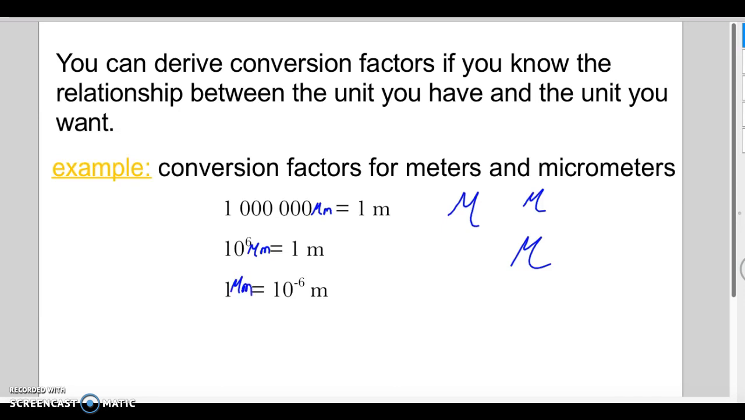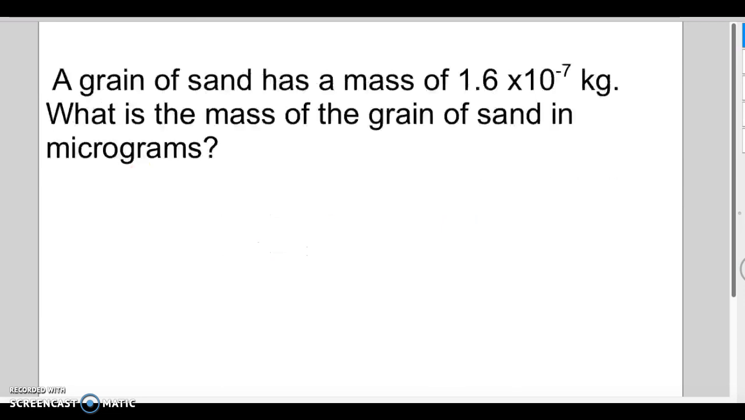So all of these, what I'm writing right now, mean the same thing. There's 1,000,000 micrometers in a meter, there's 10 to the 6 micrometers in a meter, or 1 micrometer is going to be 10 to the negative 6 meters. So you can choose to look at that however you want if you were to try to convert something from meters to micrometers.